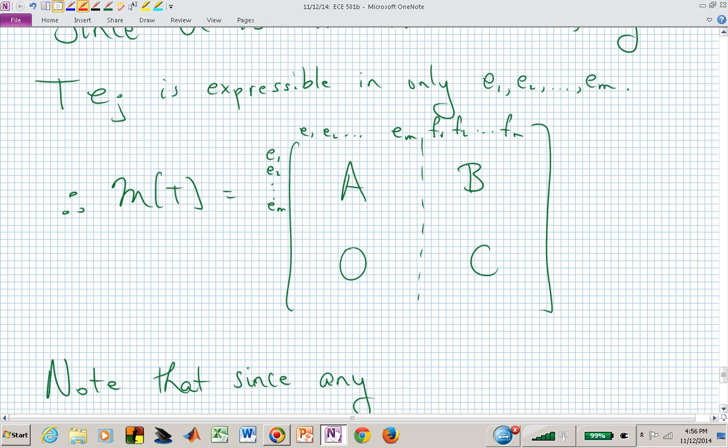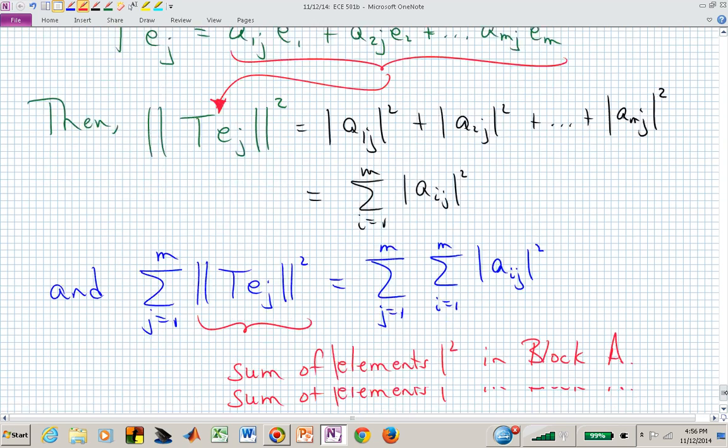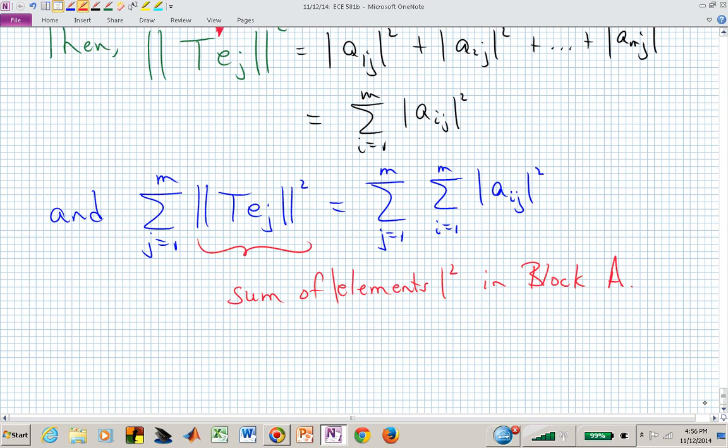So now if we wanted to find the norm of this operator squared, or the sum of that over all of these orthonormal bases, we could simply sum up all of these elements in A in that matrix squared, their absolute value squared. So that's what we have for that particular expression.